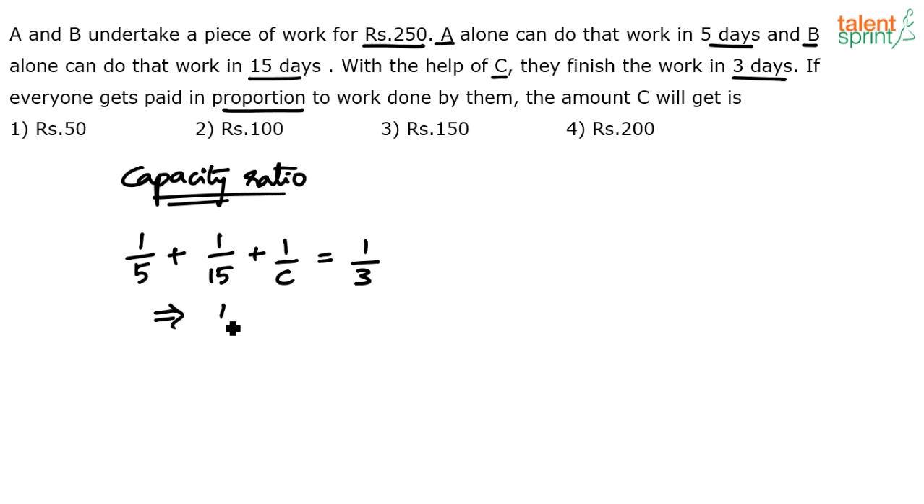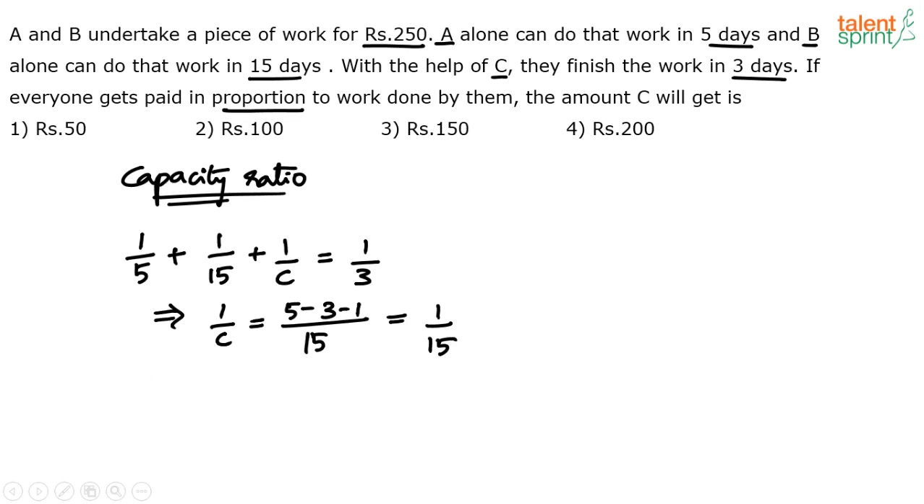What will it be? 1 by C will be equal to, 15 is the LCM, let's say, 5 minus 3 minus 1. I'm just writing the next step; I've skipped one of the intermediate steps. I'm sure you understand how to do this calculation, right? 1 by 3 minus 1 by 5 minus 1 by 15. So that will give you 5 minus 3 minus 1, which is 1 by 15. So C's capacity is 1 by 15.